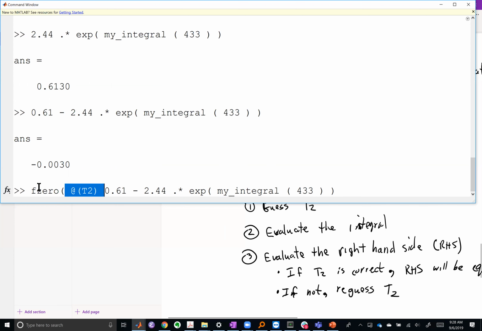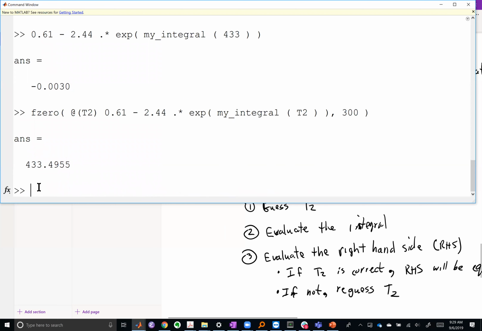So I'm going to feed it the expression I want to zero out for me, and I'm going to tell it what variable I want it to use to do that zeroing out. So I want to find the value of T2 such that 0.61 minus 2.44 times the exponential of my integral evaluated at the undetermined T2 is equal to 0. And then to get things started, I have to give it an initial guess. So say I have no clue, I'll put in maybe 300 Kelvin. I have no idea what the final temperature of this adiabatic compression is going to be. And it goes, and it comes out with the right answer.